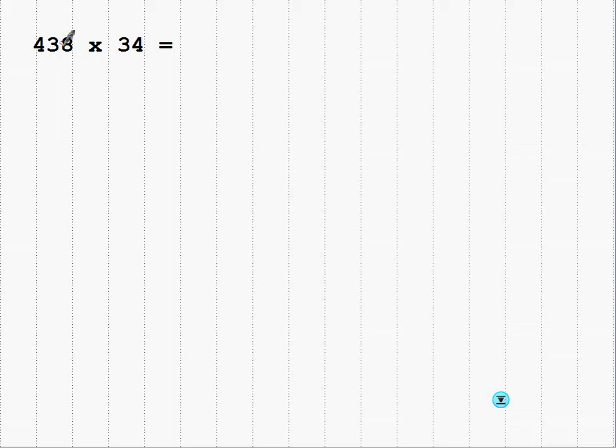This one is a 3-digit times 2-digit. Now we're going to follow the same process. The only difference is we have to just follow it to one more place. So just like before, let's go ahead and write our number over here in the columns, give ourselves plenty of room around the problem. So we'll go 438, and again put your larger number on top, times 34.